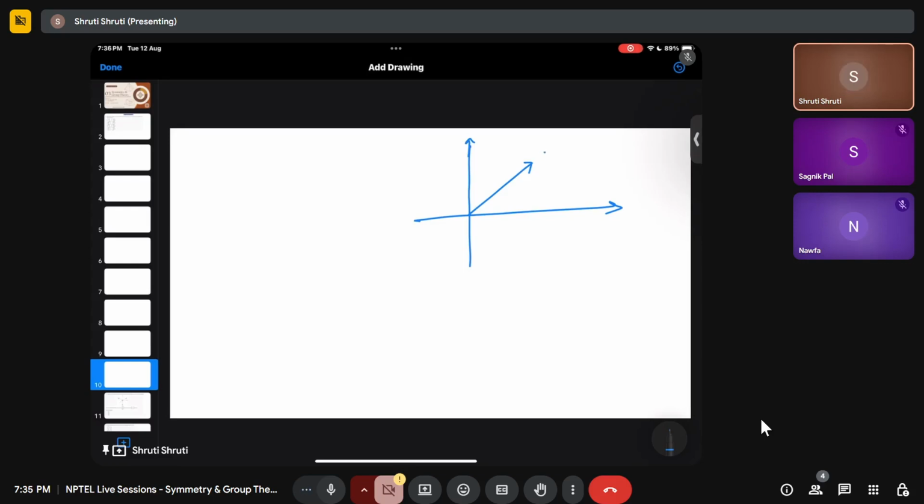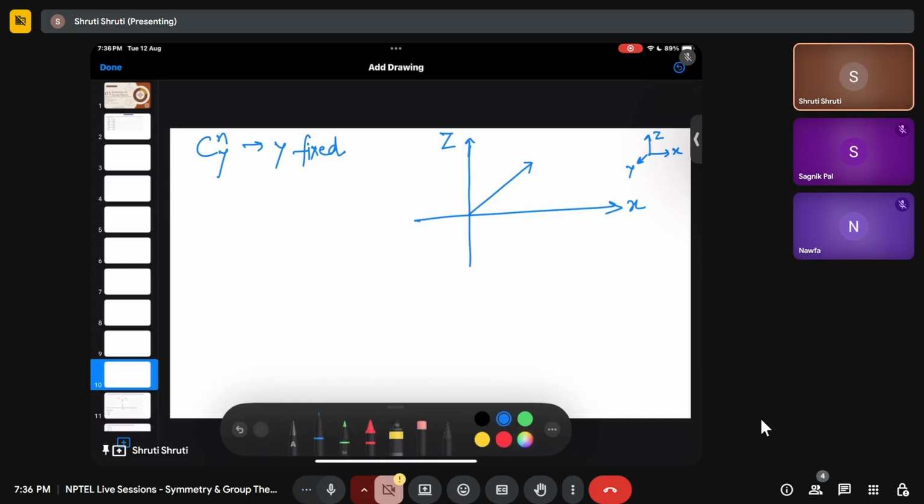So since we need to find out Cy by any angle theta, it means y should be fixed. So let us take this, since y is fixed, let us take these axes as x and z. Okay, x, z and y. Y will not change, these two will rotate.